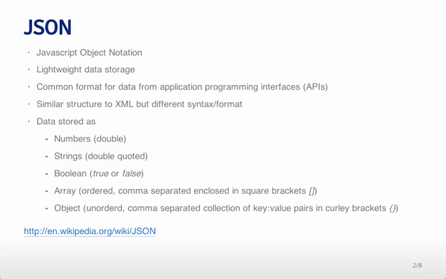It has a similar structure to XML in the sense that it's a structured language, but it's a very different syntax and format. The data are stored as numbers, strings, booleans, arrays, or objects. If you want to know a little bit more about JSON, the best place to start, again, as usual, is Wikipedia. This link will take you to a lot more information about JSON.